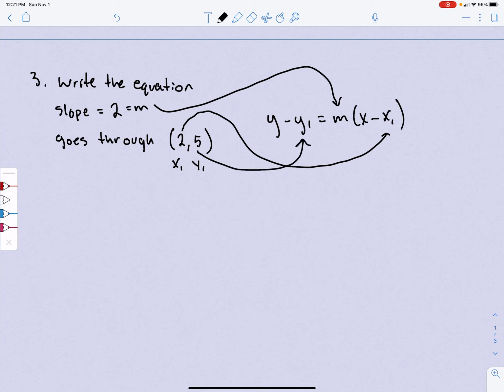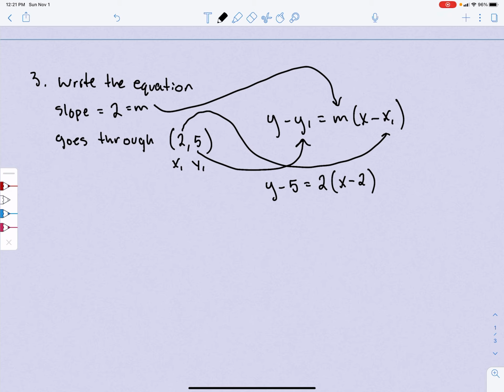So once I do that, I should end up with y minus 5 is equal to 2 times x minus 2. So again, all I'm doing is plugging stuff in. So I should still end up with a y and an x in there. All I plugged in is for y1 and x1. Now, I have to go ahead and solve this and put it into a formula that makes sense, which means I have to solve this for y after I do this.